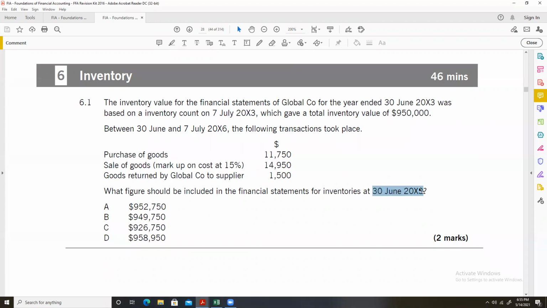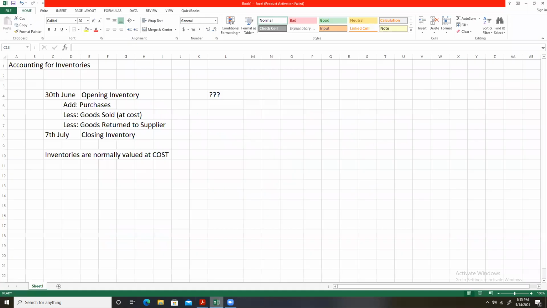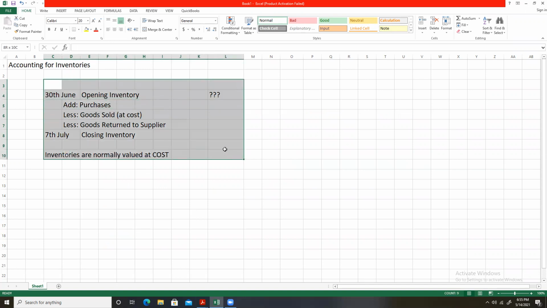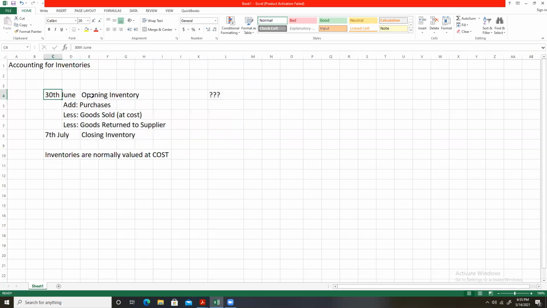The values on 30th June, and the inventory value on 7th July is already given. It means that you are given the closing inventory, the value on 7th July, and all you have to do is work back. You have to perform a reverse calculation. Keeping this format in mind, you have to perform an opposite calculation to arrive at the values of inventory on 30th June.